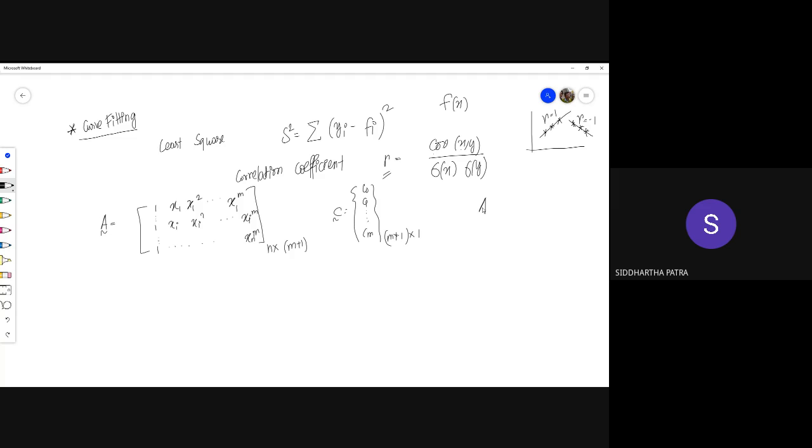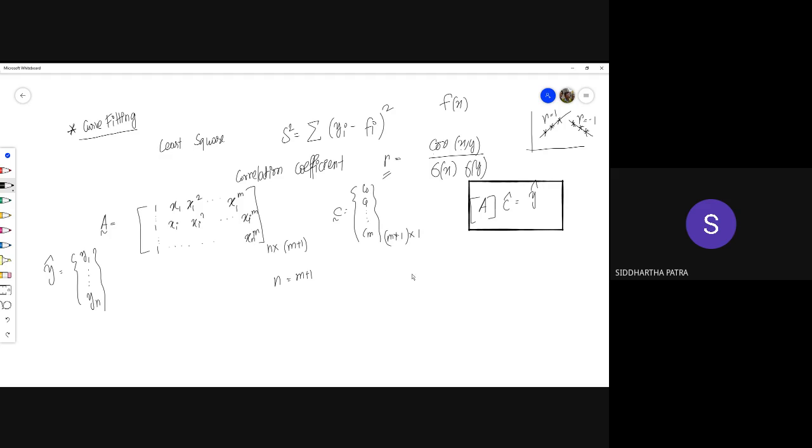And the equation is something like this: A times c hat equals y hat, where you are trying to find a relation which is something like this. Now y hat is y1 to yn. Now if indeed n equals m plus 1, in that case A is a square matrix, and you can directly invert this matrix, or you can solve the set of equations and find out the coefficients c0 to cm.